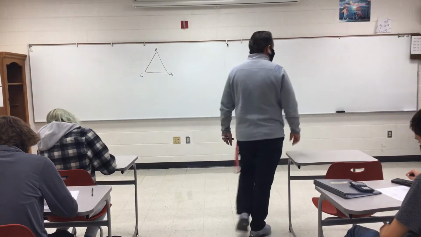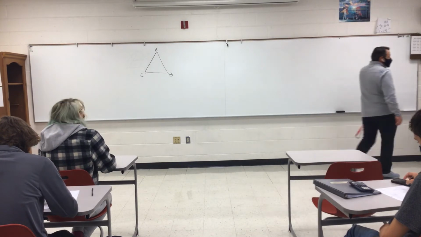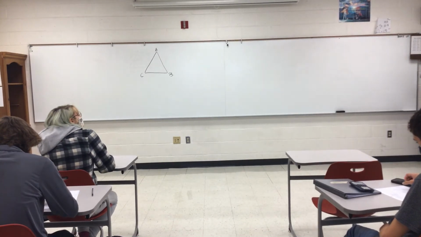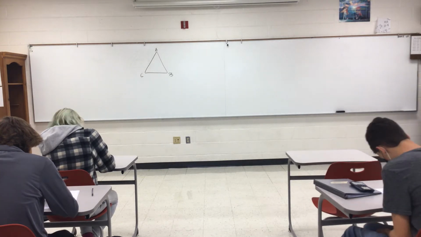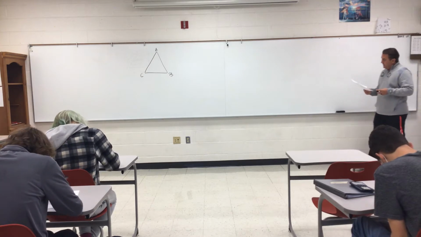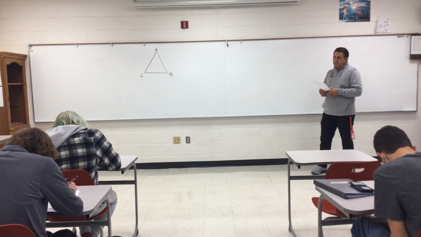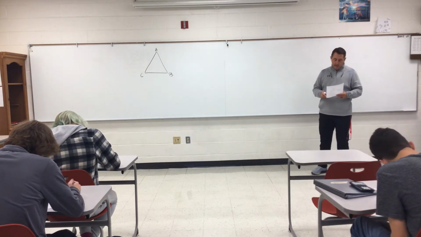All right, so angle bisector. Obviously, we're going to bisect angles, right? Okay, so let's fill in a few blanks they've got down there. Angle bisector: a line or segment from the vertex to the opposite side such that it bisects the angle.